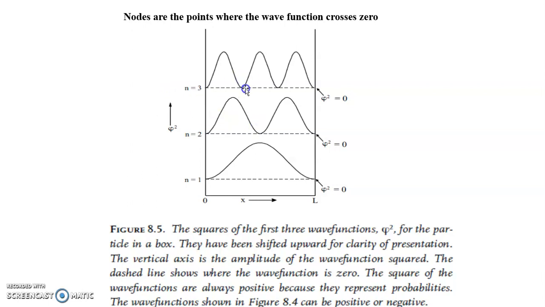So here 1 node, here 2 nodes, crossing 0. So here, crossing 0, this is the 0. The squares of the first 3 wave functions, psi square for a particle in a box, have been shifted upward for clarity of presentation. The vertical axis is the amplitude of the wave functions squared. The dashed line shows where the wave function is 0.